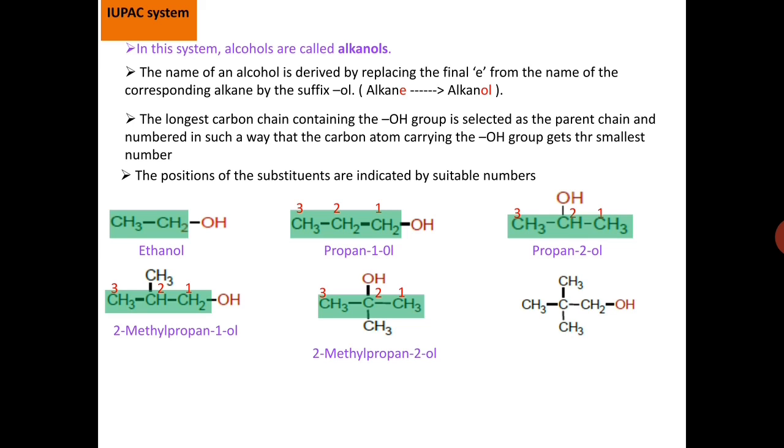Similarly we have to see another example. We have to select the longest carbon chain, and give the number to that chain from the end to which the OH group is near. From here the OH is at the 1 position: 1, 2 and 3. At the 2 position there are two methyl groups present, therefore we have to write 2,2-dimethylpropan-1-ol.